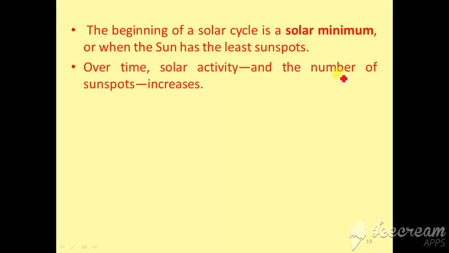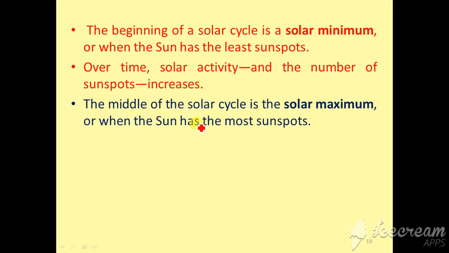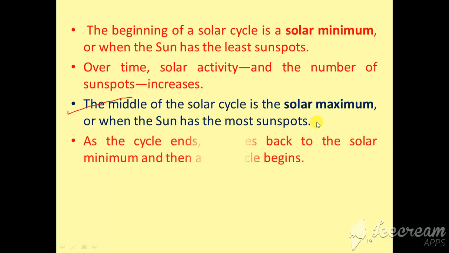Over time, solar activity and the number of sunspots increase. The middle of the solar cycle is the solar maximum. This is important. The middle of the solar cycle is the solar maximum, when the sun has the most sunspots. As the cycle ends, it fades back to the solar minimum, and then a new cycle begins. Then the flipping of the poles happens and the new cycle begins.